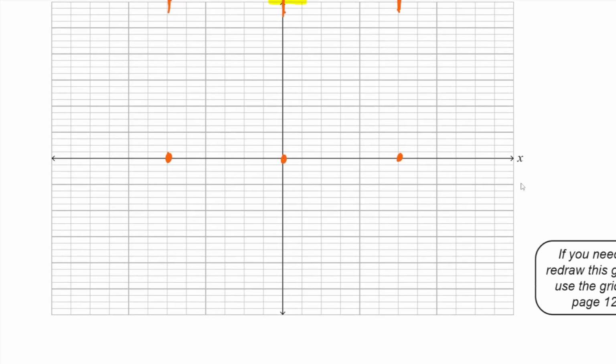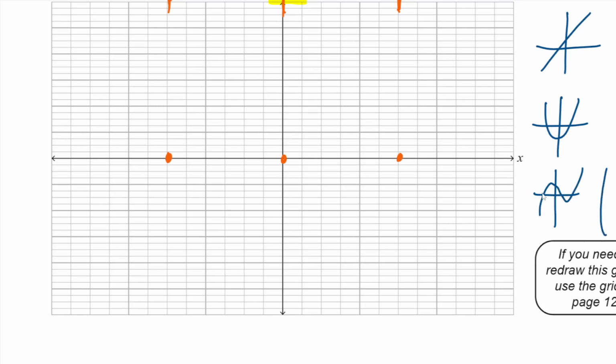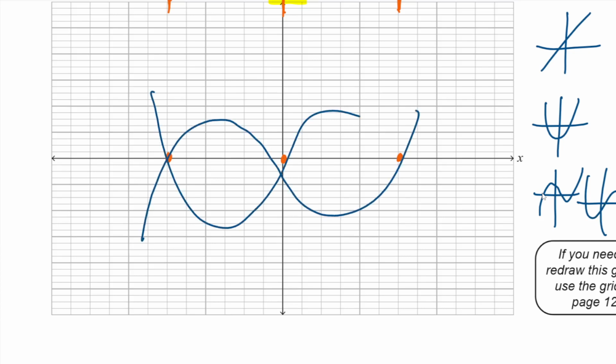Now what function do you know that has 3 x-intercepts? Right, let's think about it. We know we have a linear graph, that's 1, a quadratic, up to 2, a cubic, up to 3. So I expect this to be a cubic function. Now, how do we know if it's a positive or a negative cubic? That is our next step, right? It could look something like that, or like that.